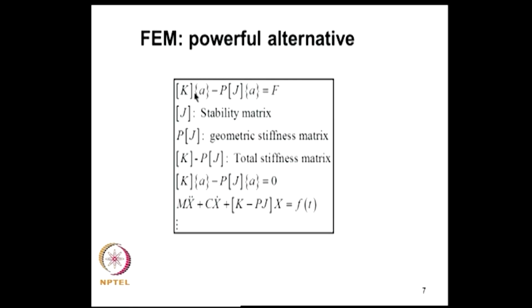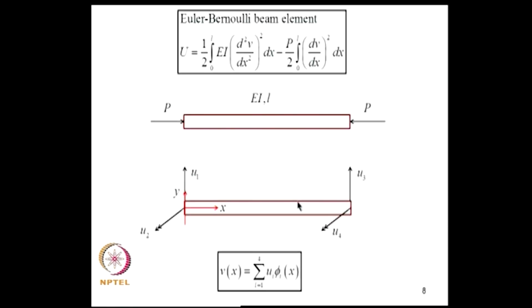We can do a static analysis or we can do a dynamic analysis. So, we will see some of this as we go along. So, let us start with, as we did when we discussed vibration problems, Euler-Bernoulli beam problems, and then we will generalize to more complicated elements. So, the total potential energy for the Euler-Bernoulli beam we have derived, it is in this form.